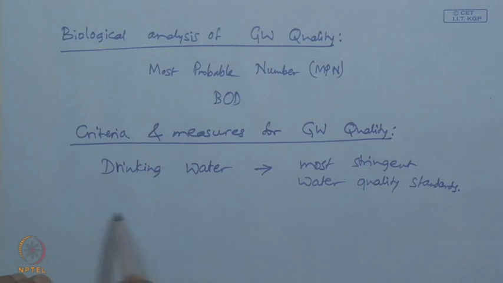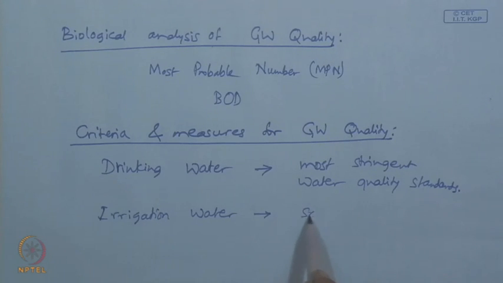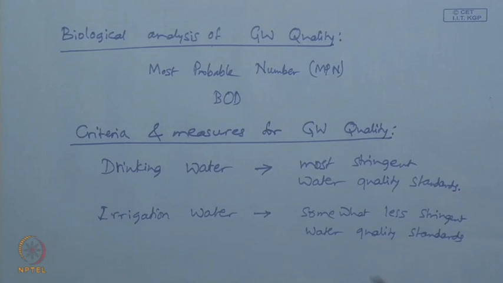Next below this is irrigation water, that is somewhat less stringent water quality. Then other purposes, the water quality standards may even be less, say if it is used for purposes other than drinking or irrigation.